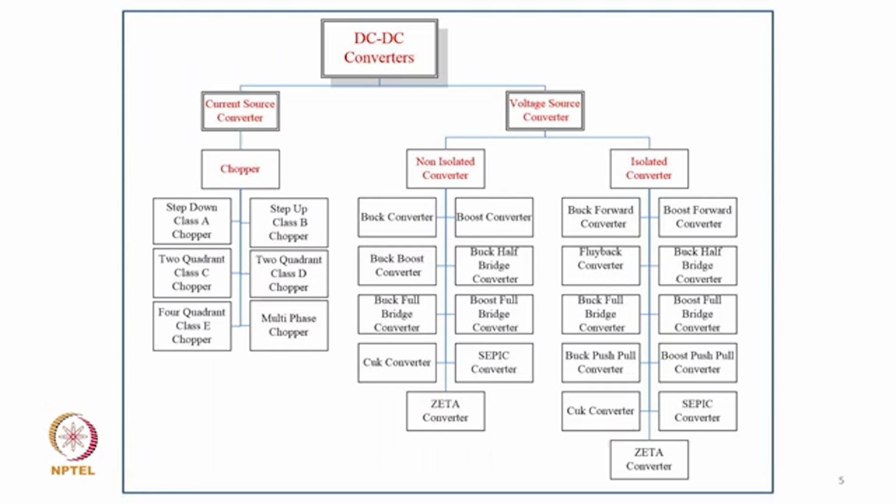DC-DC converters, starting from buck converter, boost converter, buck-boost converter, buck half bridge converter, then buck full bridge converter, then boost full bridge converter, then Cuk converter, SEPIC converter, and Zeta converter. Similarly, we have isolated DC-DC voltage source converters, which again divide into many categories like buck forward converter, boost forward converter, then flyback buck-boost converter, then buck half bridge converter, buck full bridge converter, boost full bridge converter, and buck push-pull converter, and boost push-pull converter, then Cuk converter and SEPIC converter, followed by Zeta converter.